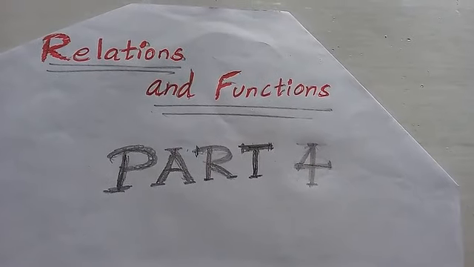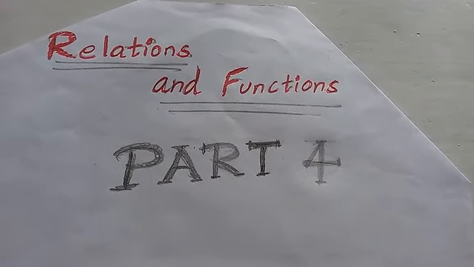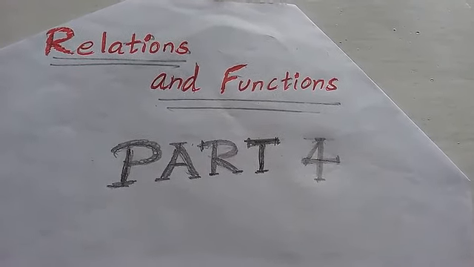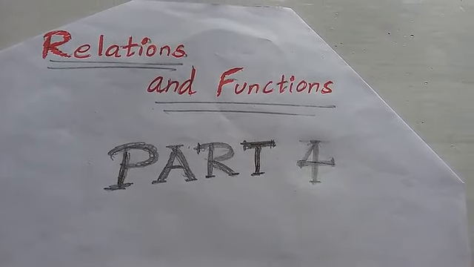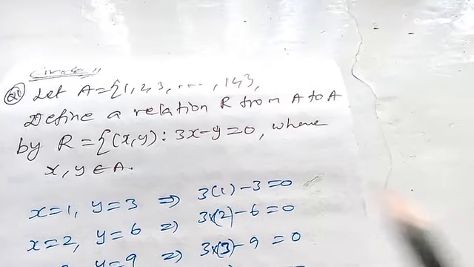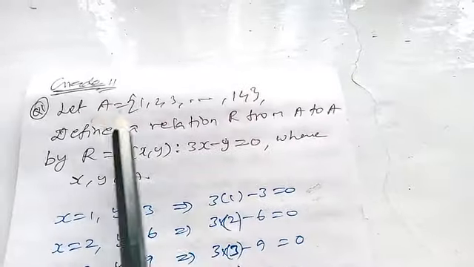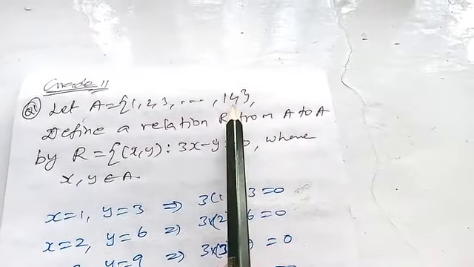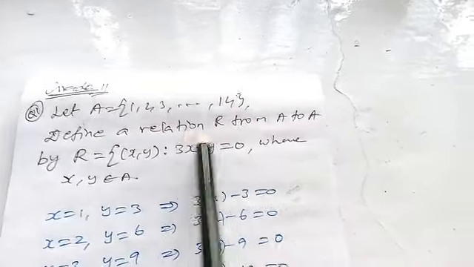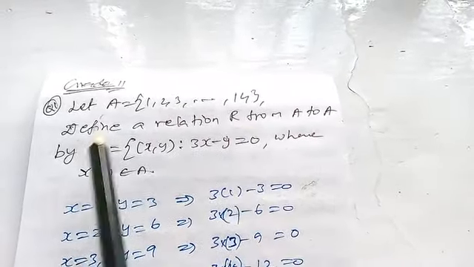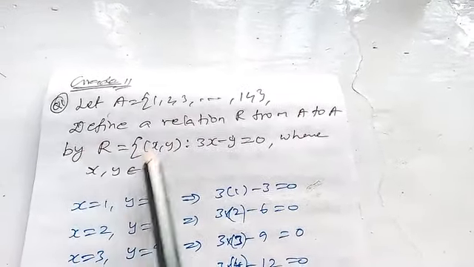Come on, let us discuss relations and functions part 4. Exercise related sums. Question number 1. Let A equal to 1, 2, 3, 4 up to 14. Define a relation R from A to A by R equal to x comma y.